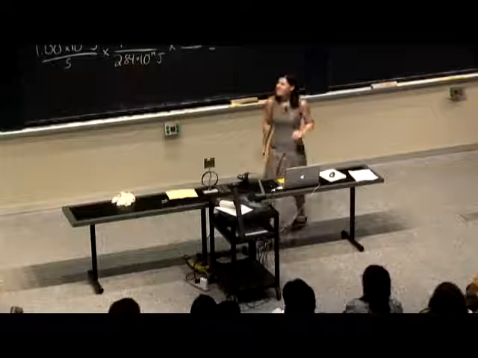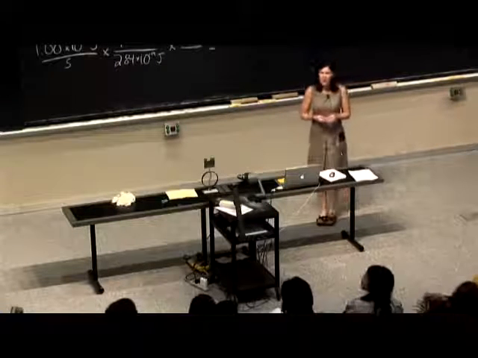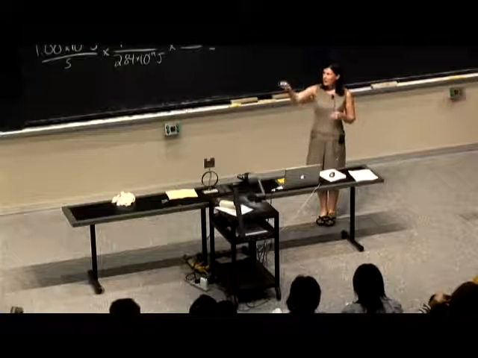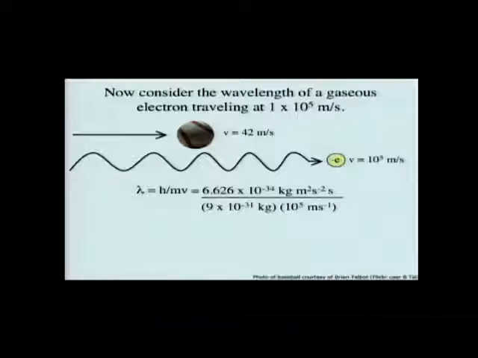Let's go back to considering the wavelengths of different objects. We considered a baseball, but let's also think about now an electron. An electron is something where, if we calculate it and see how that works out, we might actually be able to observe some of its wave-like properties.